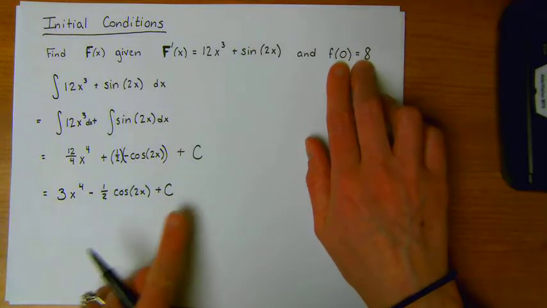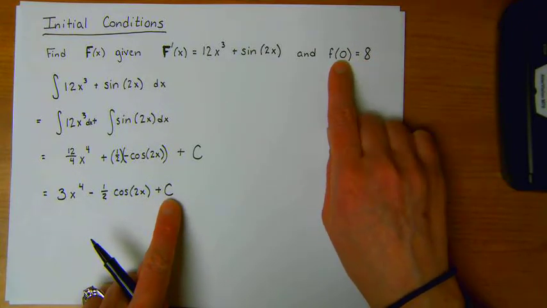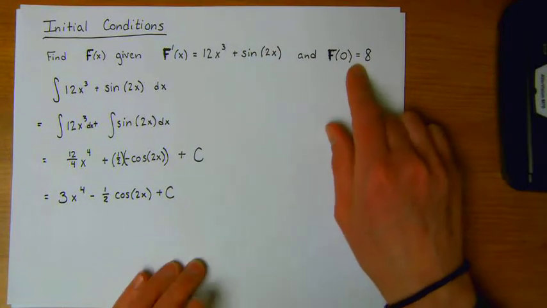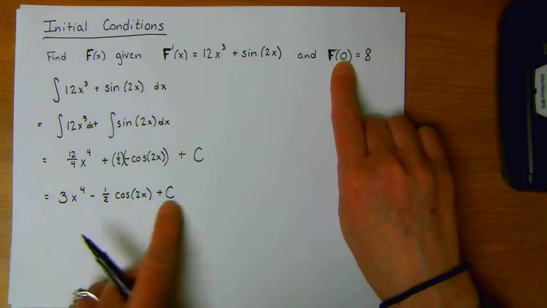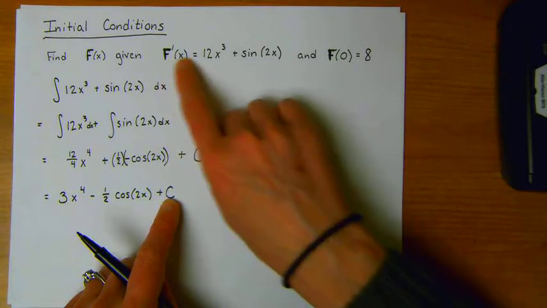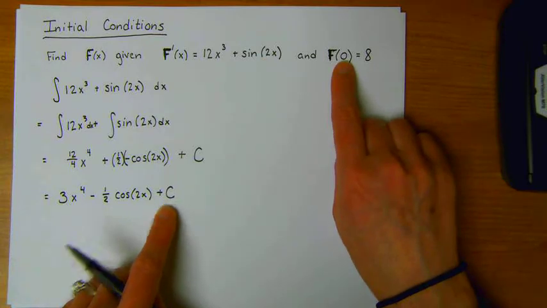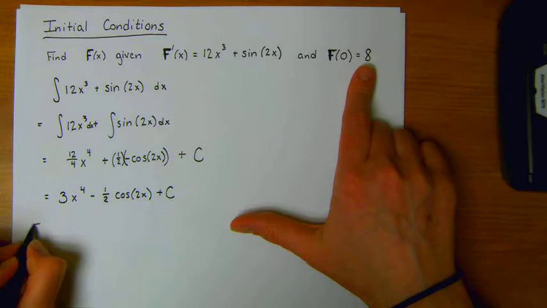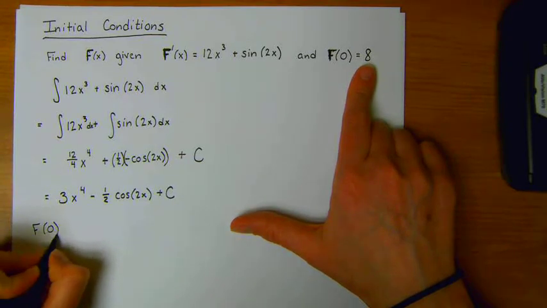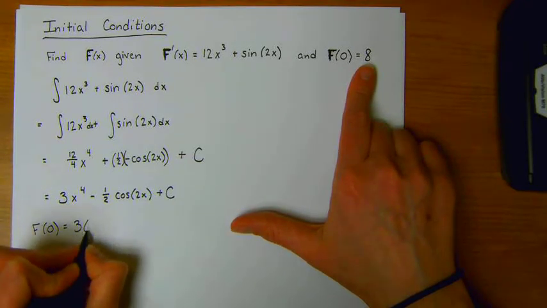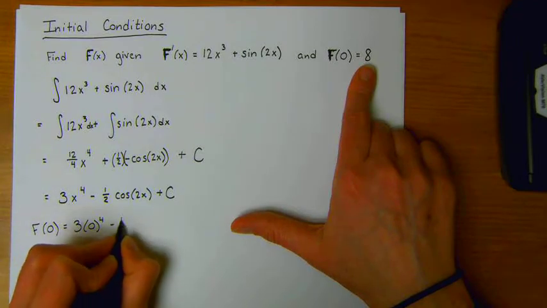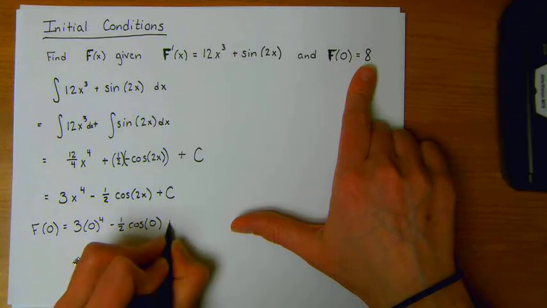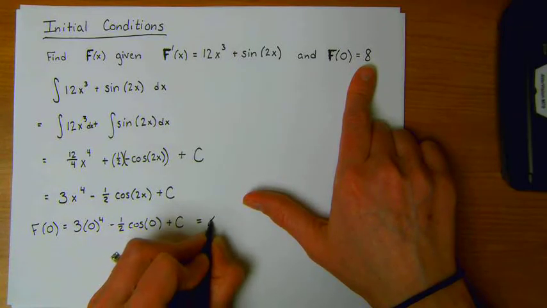Now how does this information help us find c? This is telling me, oops, this should be a capital F. Sorry, all of these should have been capitals. If I plug 0 into this function, because I found the antiderivative of the derivative function, if I plug in 0, I should get out 8. So this is telling me that F of 0 is equal to 3 times 0 to the fourth minus 1/2 of the cosine of 2 times 0, which is 0, plus c should be equal to 8.